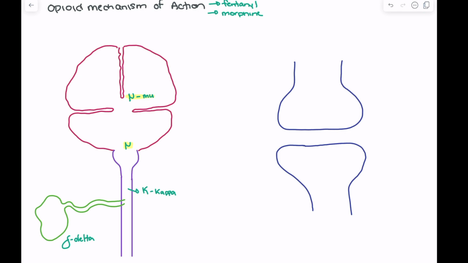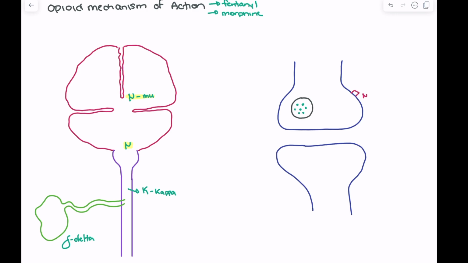The whole function or goal with these neurons is to have the release of vesicles filled with neurotransmitters from one side to the other. Say I have glutamate here, that's my neurotransmitter. I want the release of this glutamate into the synaptic cleft. It binds to receptors on the postsynaptic membrane and sends that signal further down. We're looking at something like the mu receptor. So this here will be our mu opioid receptor.